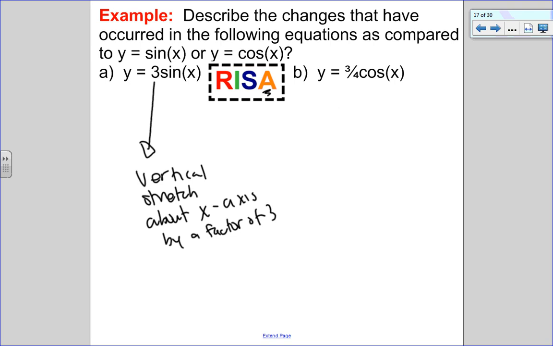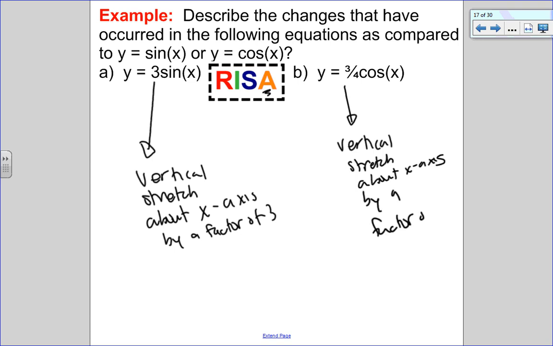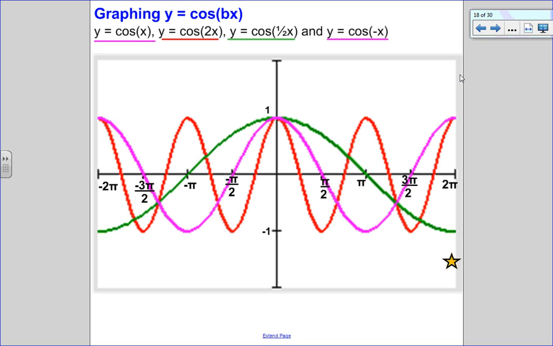Okay, this one over here is a vertical stretch about the x-axis again by a factor of 3/4. Okay, so now let's look at our b factor. So b on the inside there. Let's see what's happening with that. We know from chapter 1, b is usually your horizontal stretch. So let's look if that stays true here.